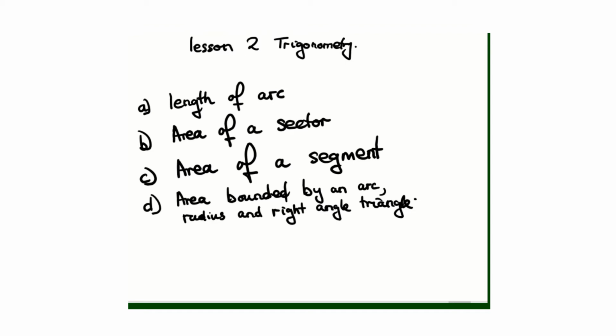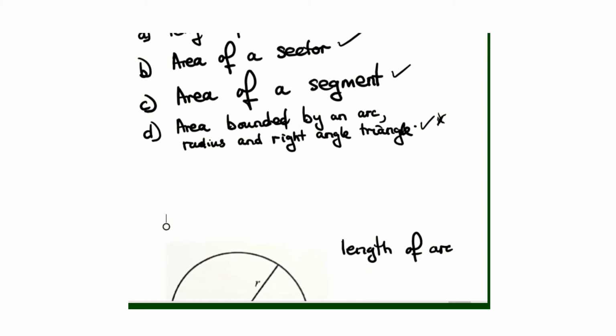Right. This lesson is very important, and we'll be looking at what I'll call our lesson 2. We're going to derive the formulas so that we can find the length of an arc, then the area of a sector, the area of a segment, and also the area bounded by an arc, radius, and a right angle triangle. This is also very important, so please take your time as you watch this video. I also advise that you repeat until you really understand the question.